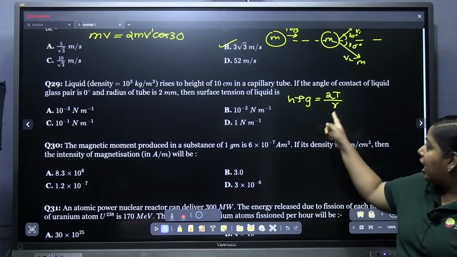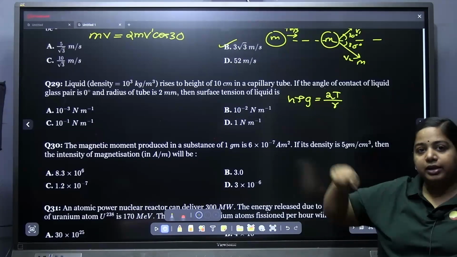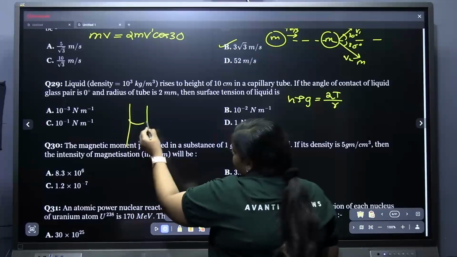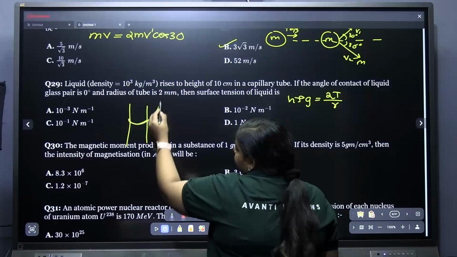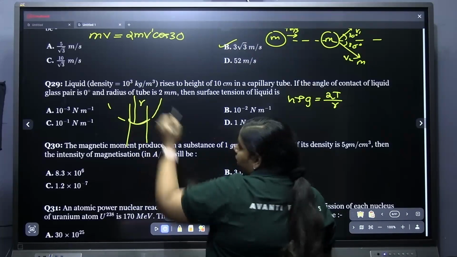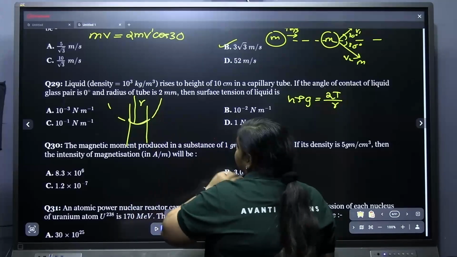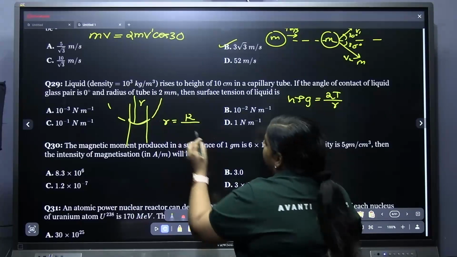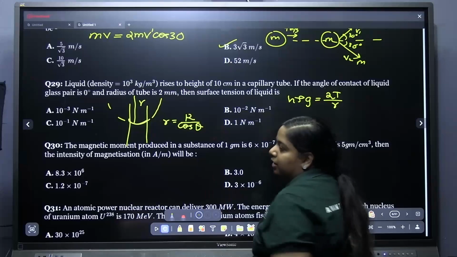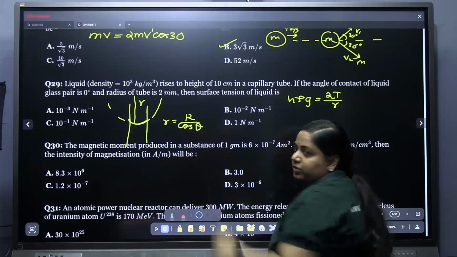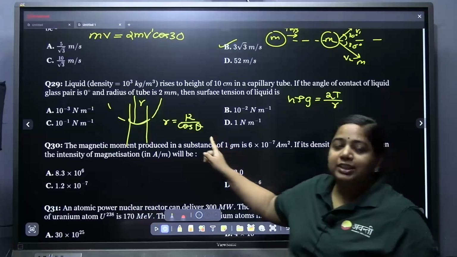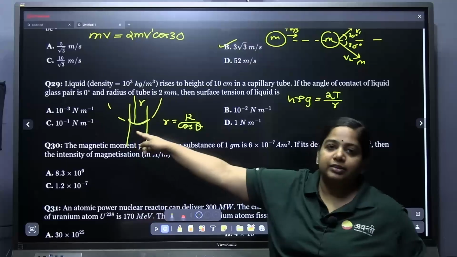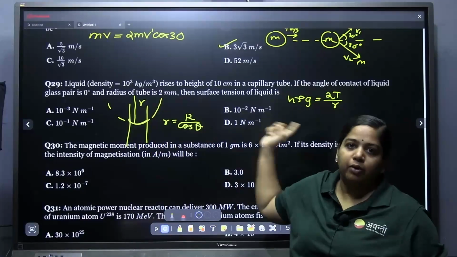Okay, R is radius of the meniscus. It is making a meniscus, right? If this is the capillary, there will be a meniscus here. Radius of this circle is big R. This radius of the circle we can say it is equal to r by cos theta. Small r is the radius of the glass capillary tube. Cos theta, this theta is angle of contact. They have already said that angle of contact is 0 degree, which means R equal to r.